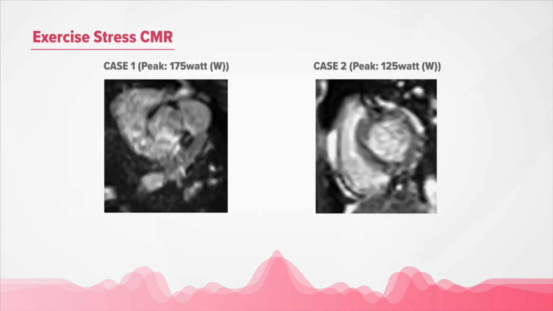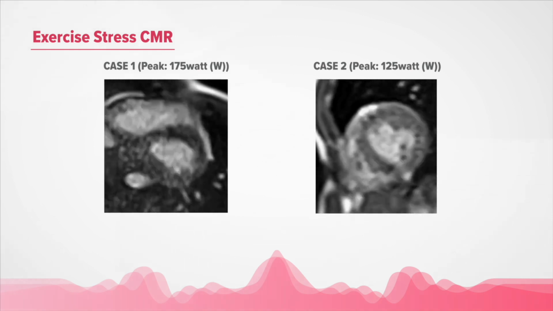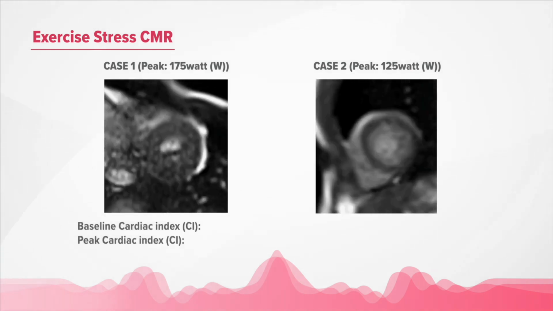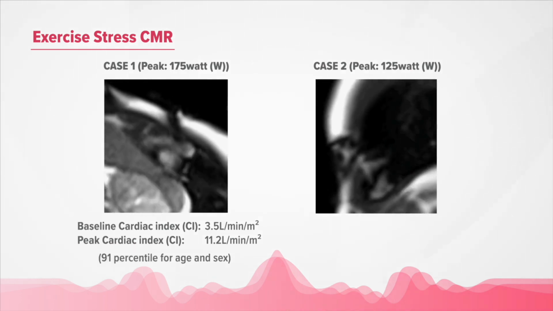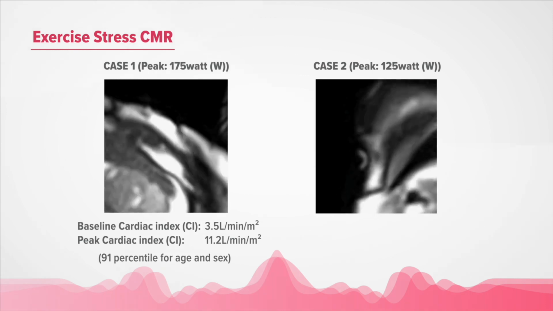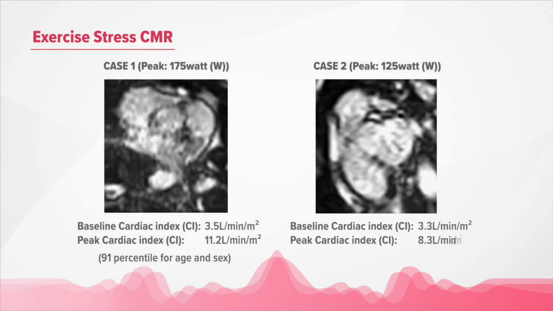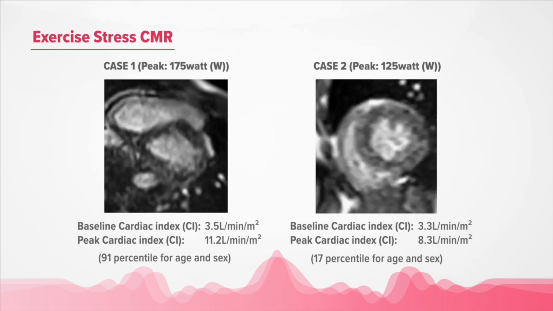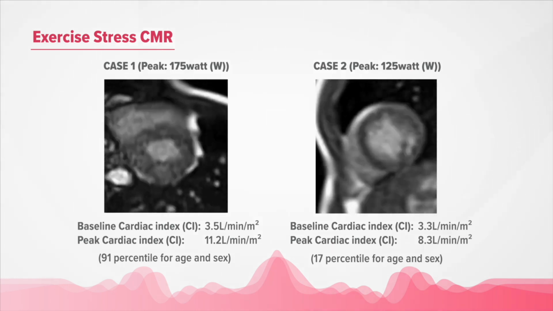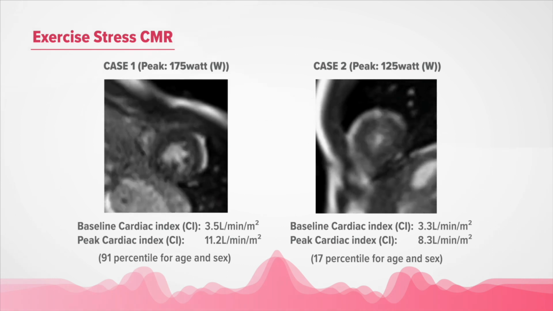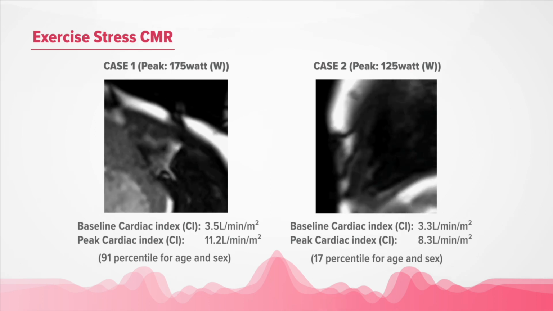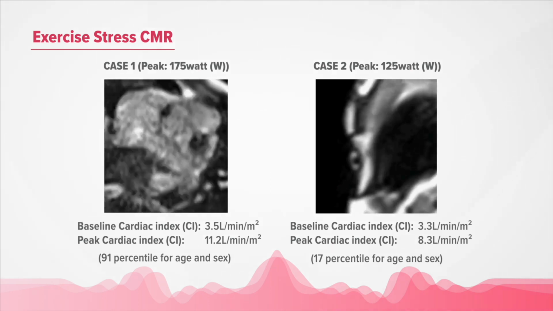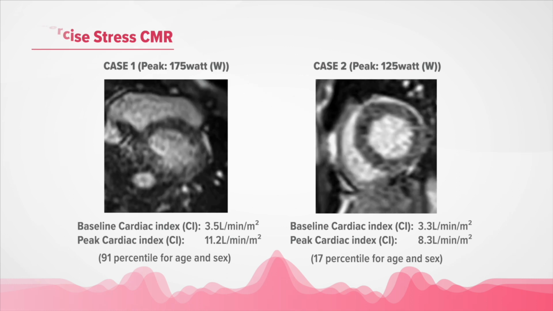What we did was that we put both patients through our exercise stress protocol. Using our recently published normal exercise capacity, case 1 was able to achieve an exercise capacity more than 90th percentile for his age, while case 2 was only able to achieve an exercise capacity of 50th percentile for his age. With exercise stress CMR, we are now able to differentiate exercise-induced cardiac remodeling from early dilated cardiomyopathy with greater confidence.